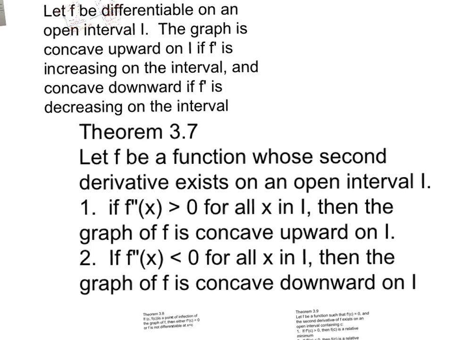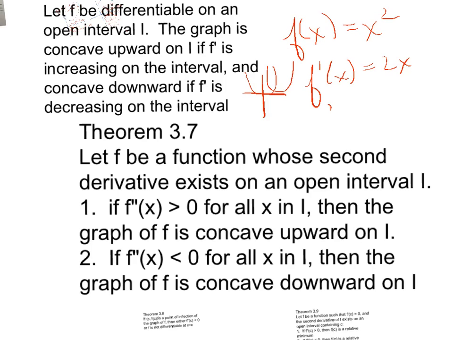Okay. One easy way to remember this is if you think about the graph of f of x equals x squared. Is this graph concave up or concave down? Concave up. We know it looks like that. All right, the first derivative is 2x. The second derivative is 2, which is positive, so we know it's concave up.